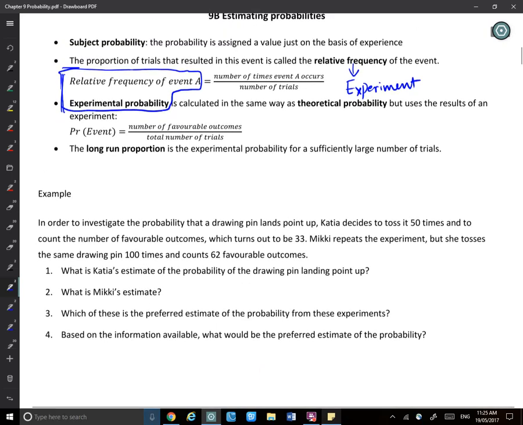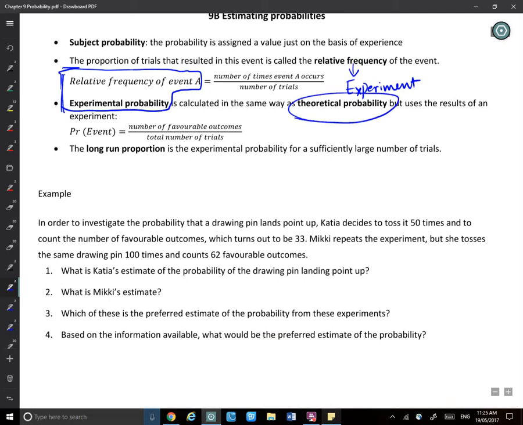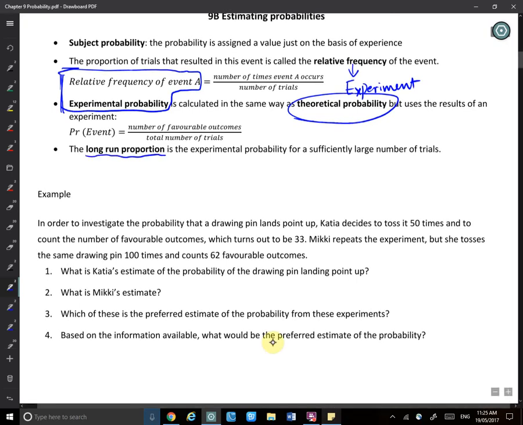Then you may ask me, okay, there's a theoretical probability and there's an experimental probability. What's the relationship between them? Let's say in the experiment we toss the coin 50 times. The theoretical probability will be 0.5, but the experimental probability is only 0.2. They are different. Then why do we have two different probabilities? Which one should I use? There's something called long run proportion.